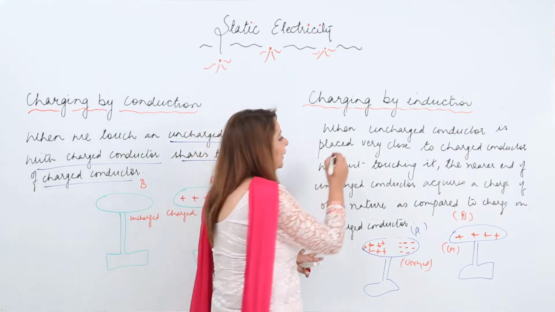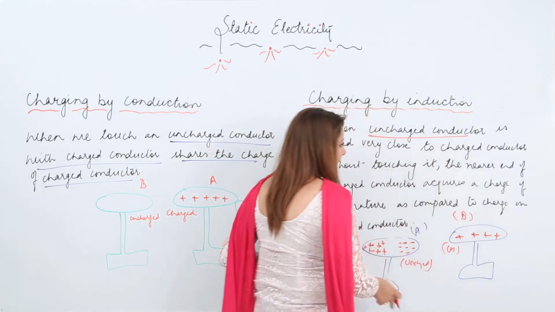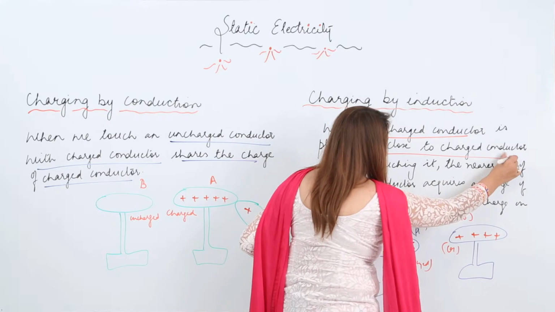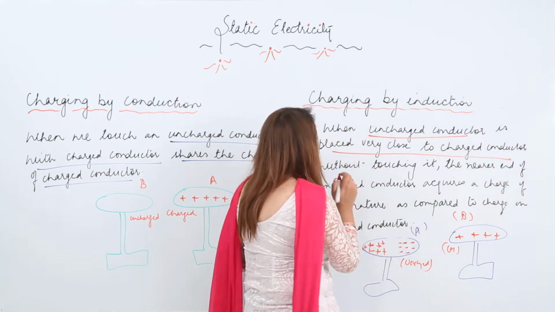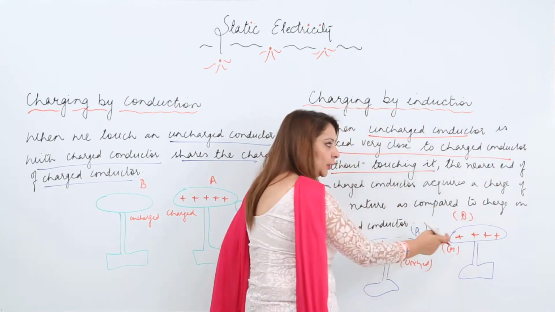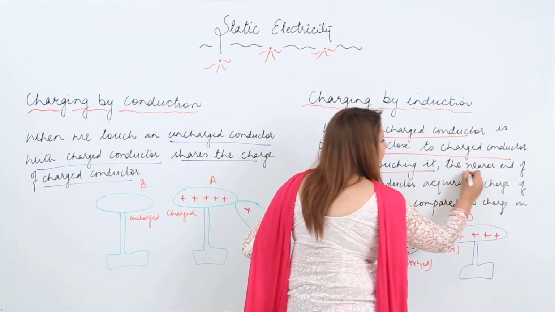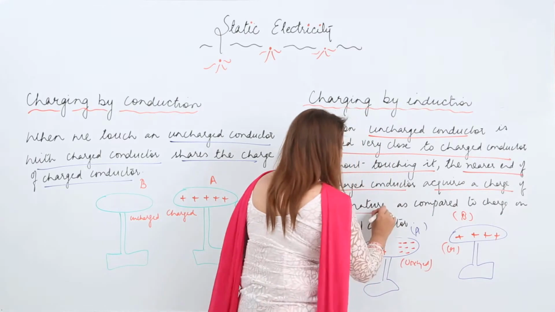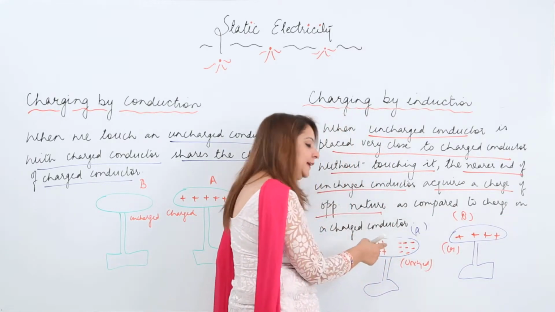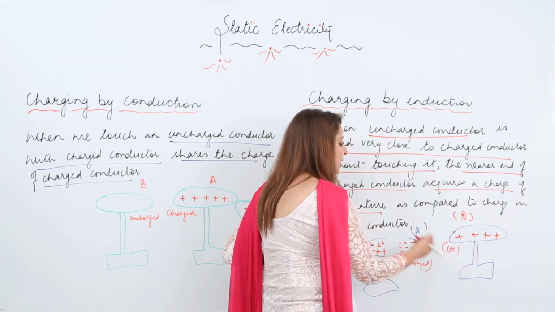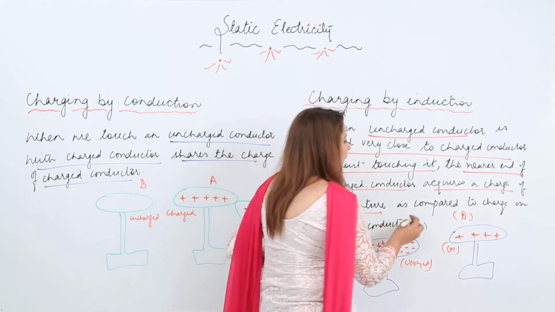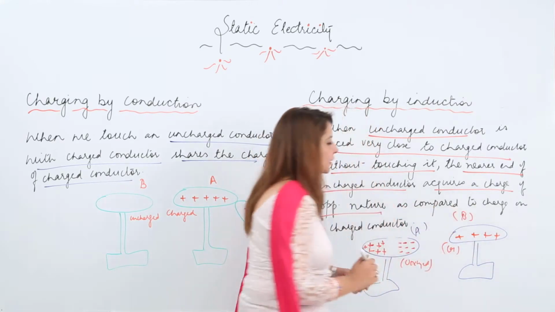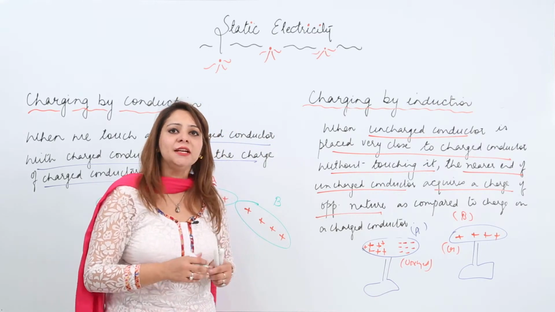So when an uncharged conductor like this is placed close to the charged conductor, we keep it closer, then without touching it, they are not touching, we say that the nearer end of the uncharged body acquires a charge of opposite nature. It was positive, so it has acquired negative. If it would have been negative, then it would have been positive, as compared to the charge on the charged conductor. So this is charging by induction.